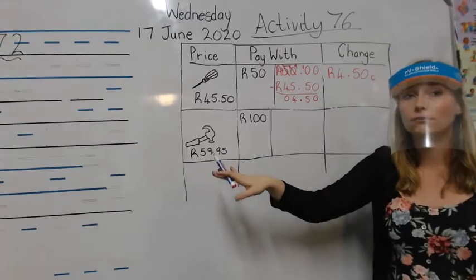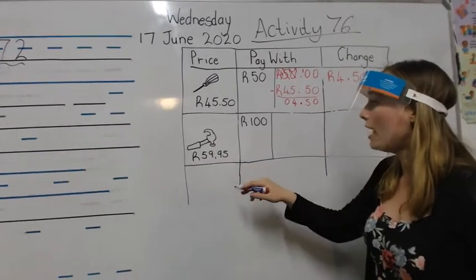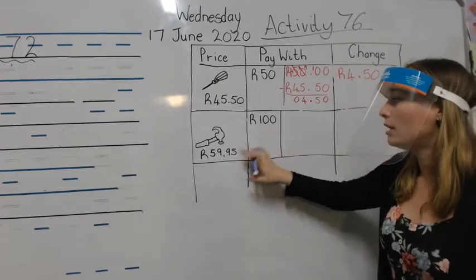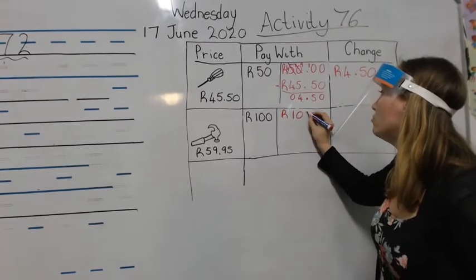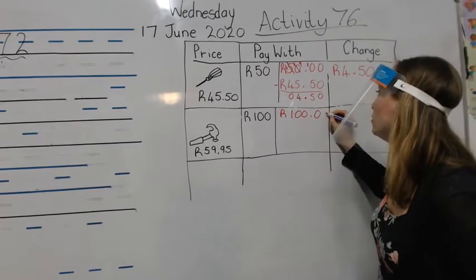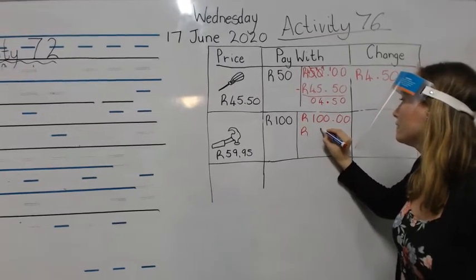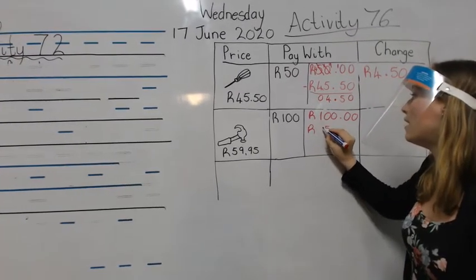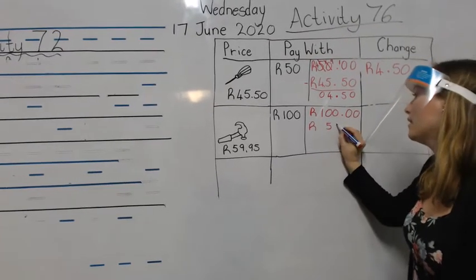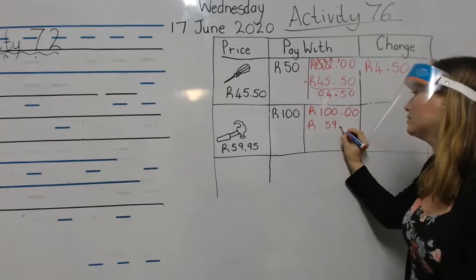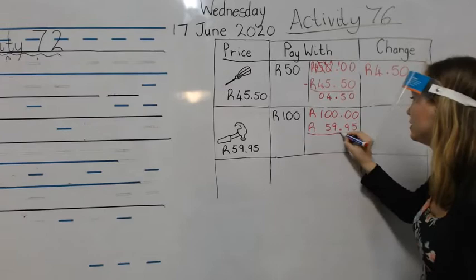Okay, let's move on to buying our hammer. Okay, so we've got a hammer, and we have a 100 Rand note, and the hammer is 59 Rand. So let's write out our rands. 100, 0, 0. Okay, and we're paying 59. See, I didn't write my 5 there because it's not 100, it's a 50, and it belongs there. 59 Rand, 95 cents. Nice and neatly underneath each other.